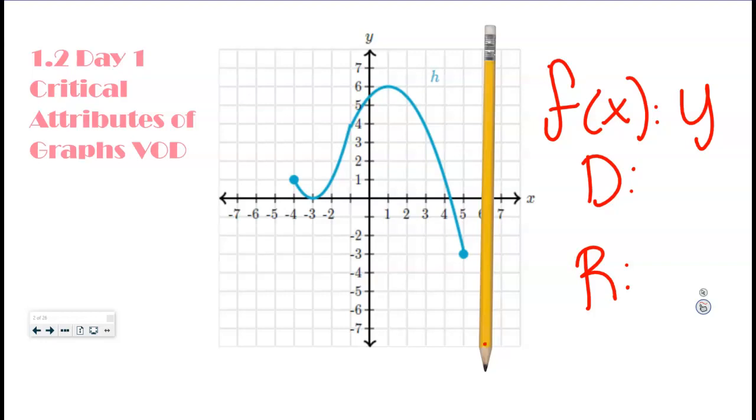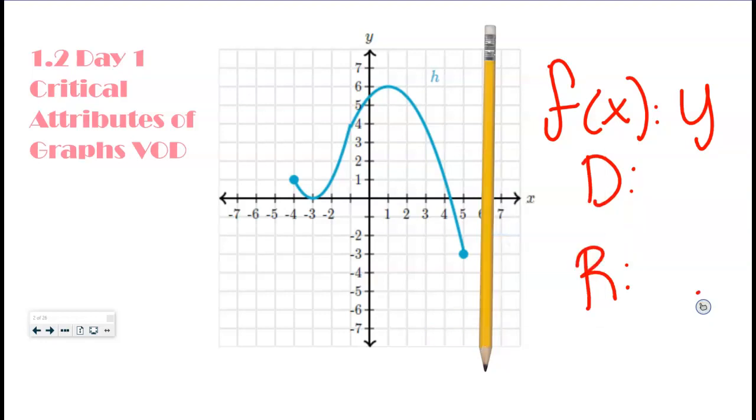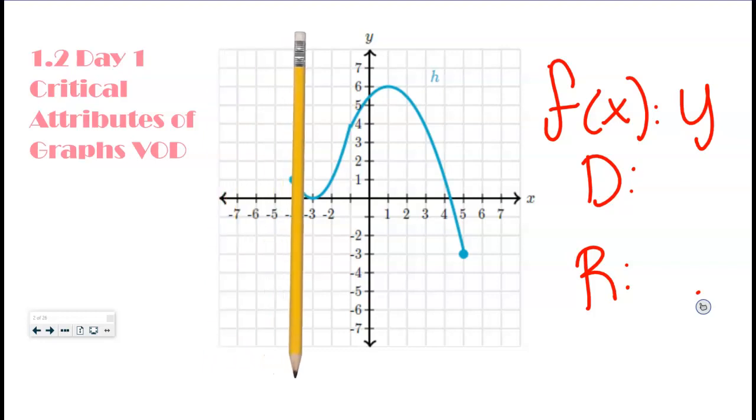We're still going to be reading the graph from left to right, but for now, let me get rid of that. But for now, let me put my pencil back. So from left to right and from the bottom up, those are our two key terms for domain and range. For the domain, we're going to scan the graph from left to right.